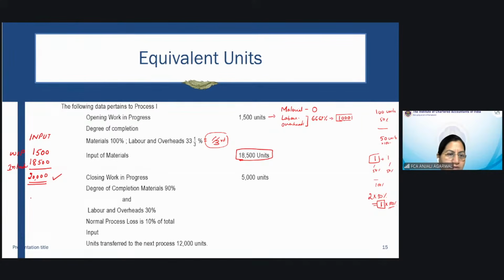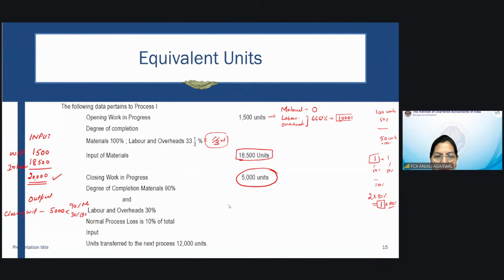So what did you do for these 20,000 units? Let's look at the output. Out of these 20,000 units, you had a closing WIP of 5,000 units. So I'm looking at where these 20,000 units have gone. Out of this 20,000, 5,000 is my closing WIP, which has a degree of completion of material 90%. So on material also, you could not use it 100%. 90% as far as material is concerned, and 30% as far as labor and overheads are concerned.